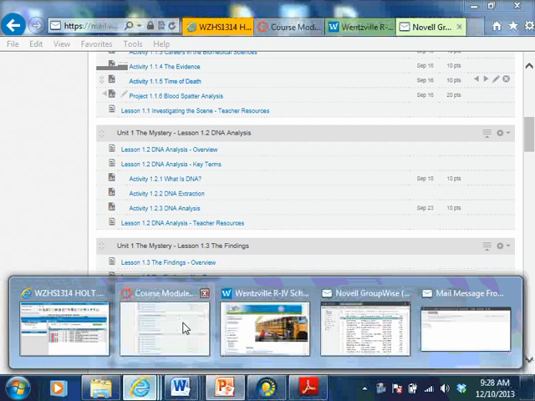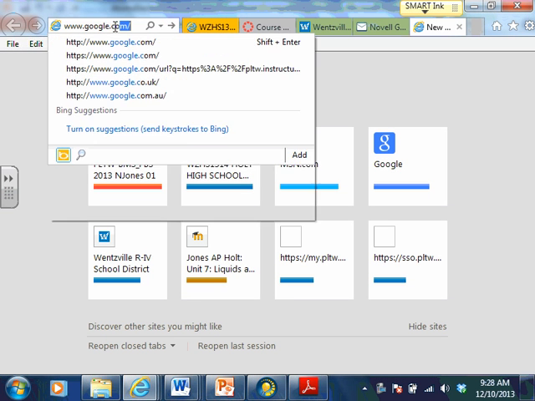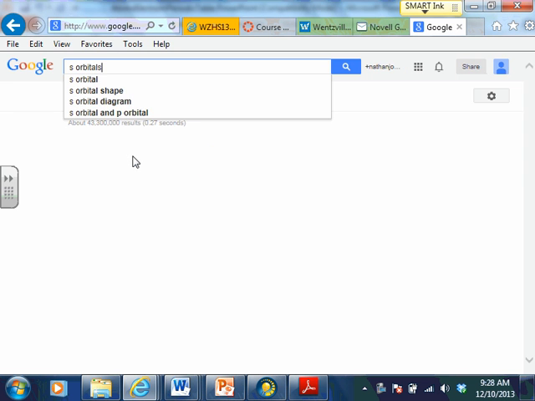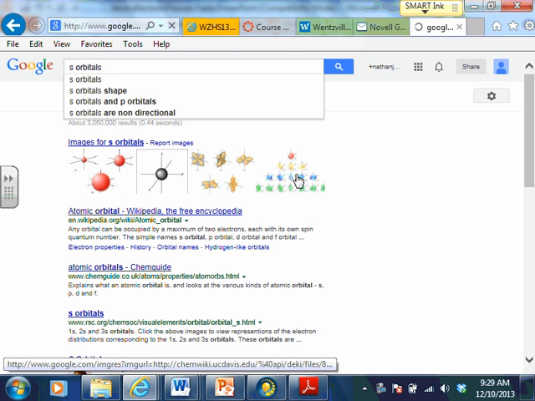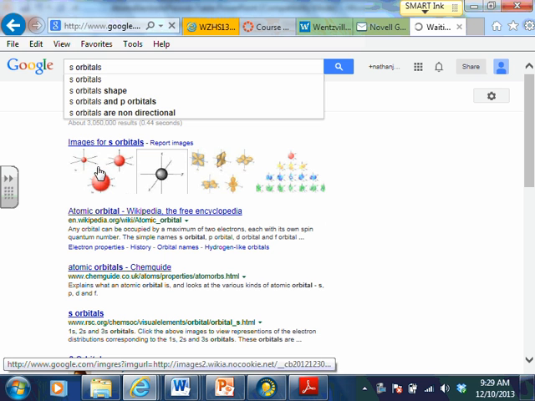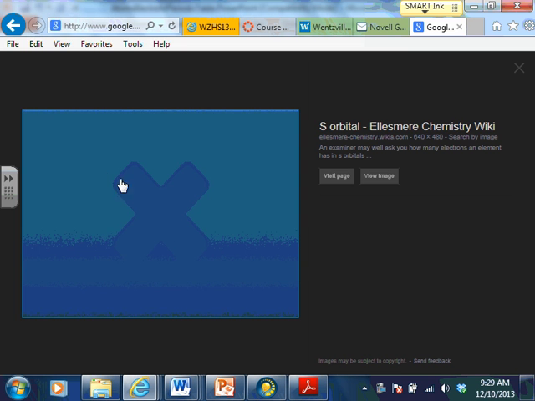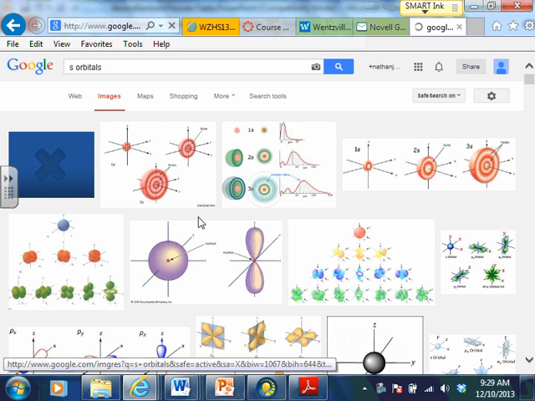But I forgot to pull up the diagram, so you're going to have to give me a second here. Okay. See if I can find one that has the shapes of all the orbitals in one, so I can show this to you. Come on. That doesn't seem to be working, so let's try this one. Big X. S orbital. Okay, here we go.